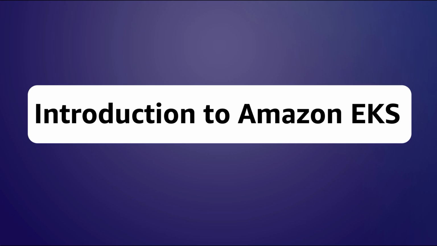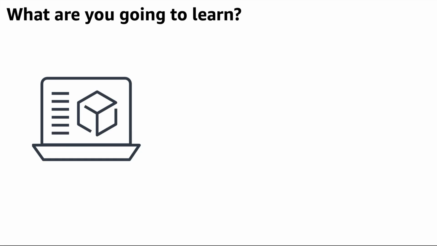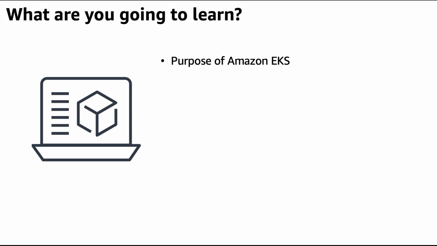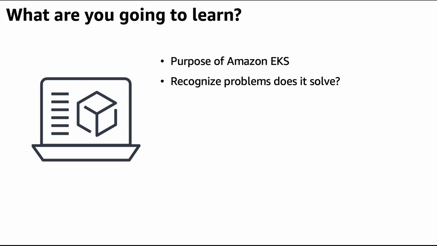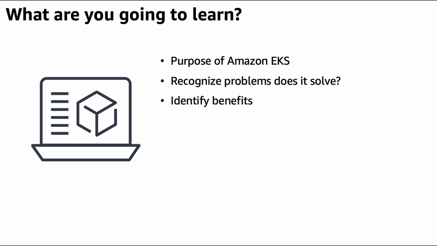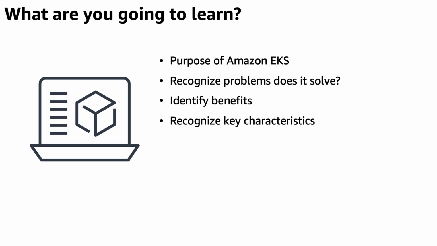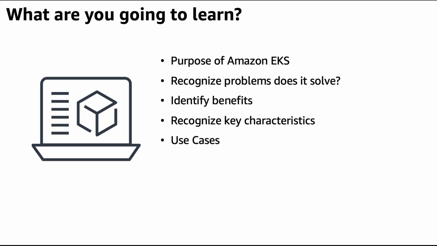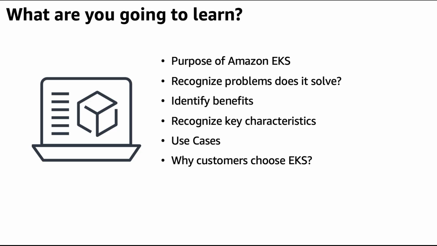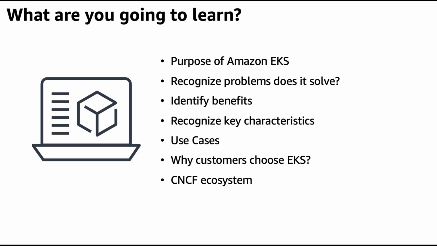Welcome to the module Introduction to Amazon EKS. In this module, you will learn the following topics. Identify the purpose of Amazon Elastic Kubernetes Service. Recognize what problems Amazon EKS solves. Identify the key benefits of Amazon EKS. Recognize the key characteristics of Amazon EKS. Also, the wide range of use cases supported. You will learn why many AWS customers run Kubernetes on Amazon EKS. We will discuss access to the vast ecosystem that is the Cloud Native Computing Foundation (CNCF).